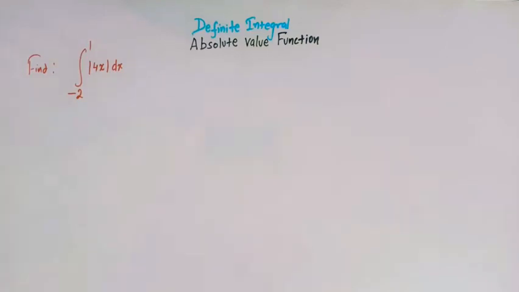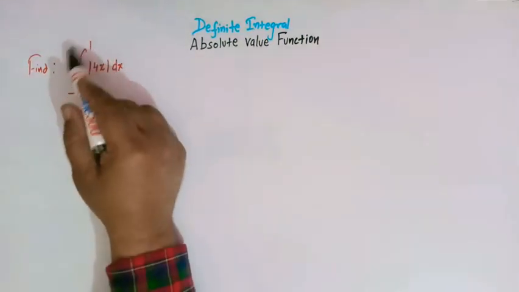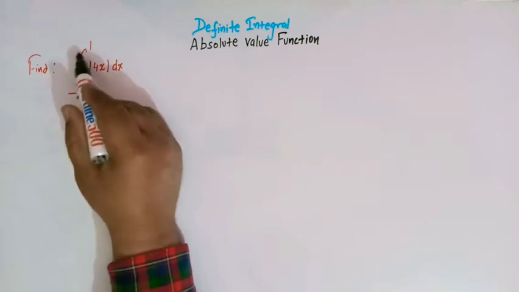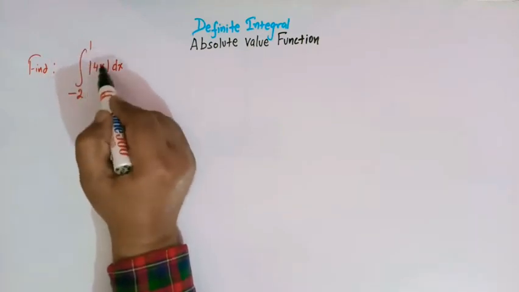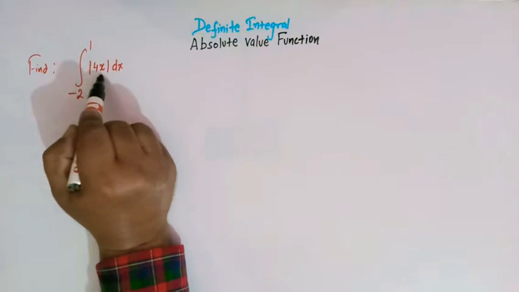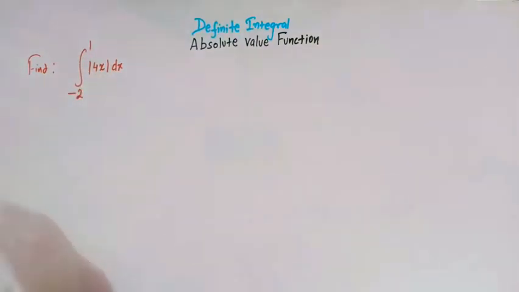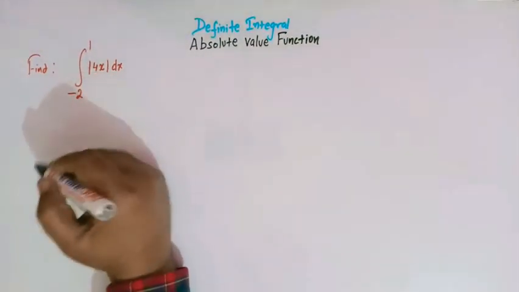Hello viewers, in today's class we are going to discuss an important definite integral involving absolute value function. So here we have to evaluate this definite integral, that is integral from -2 to 1 of absolute value of 4x. So viewers, this problem is an easy one, and here we are just going to see the concept behind the absolute value function. Okay, so let us start.